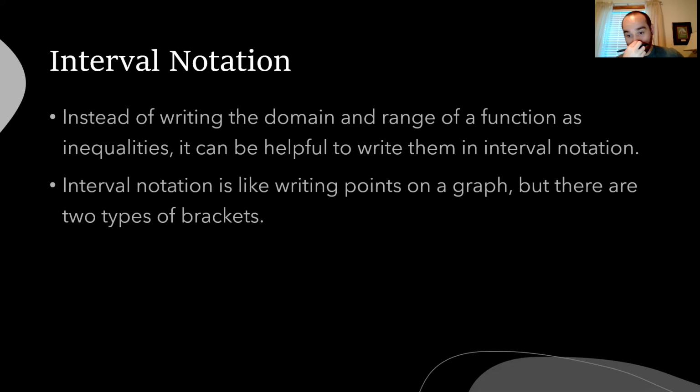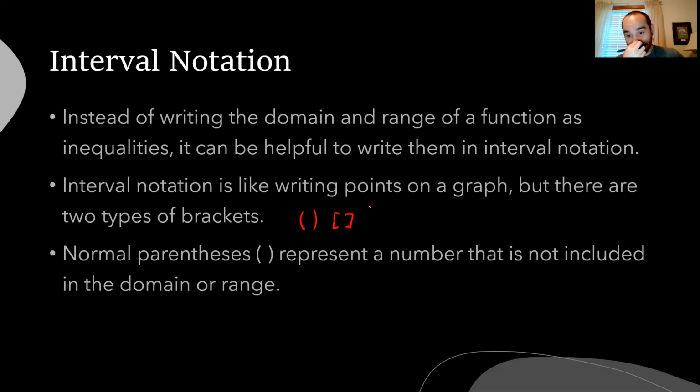So interval notation is pretty much the same thing as writing points on the graph, but there are two different types of brackets that we use, and those are normal parentheses and square brackets. Normal parentheses represent a number that is not included in the domain or range. So if you were thinking of it like this, that would be a greater than, right? So if x is greater than 0, 0 is not included, right?